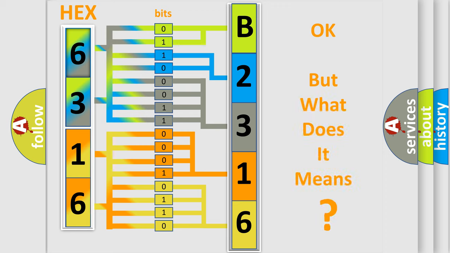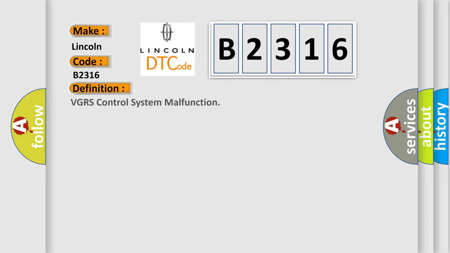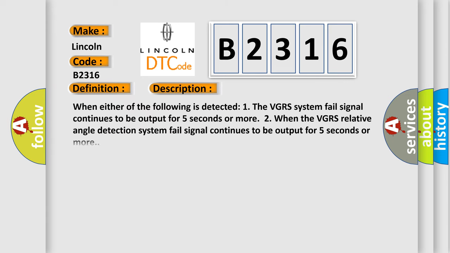The number itself does not make sense to us if we cannot assign information to what it actually expresses. So, what does the Diagnostic Trouble Code B2316 interpret specifically for Lincoln car manufacturers? The basic definition is VGRS control system malfunction. And now this is a short description of this DTC code.